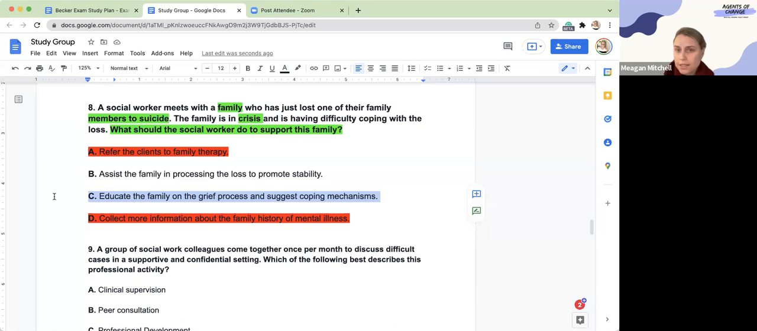They need time to process. They need time to get the family unit out of crisis and to promote stability. So B is the correct answer. We meet them where they're at, right? And they might process it in different ways than we would. Everyone goes through the grieving process differently. So we need to show support. We need to give them the space to process, and we need to promote stability to get them to a place where they're not in crisis. Does that make sense?